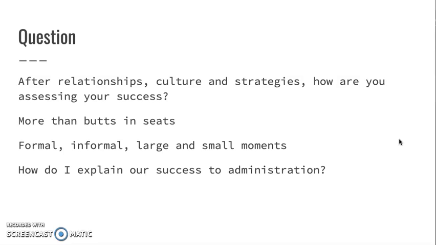Mm-hmm. So when I think of the small moments, I think of faculty I would always run into going to the ladies' room, and they would sit in the seat going, I'm having trouble with this. And I would say, have you thought about this? I'm like, God, there's no way to document that conversation over the sink. Right. But it was those little small moments. How do I explain my success to our administration?